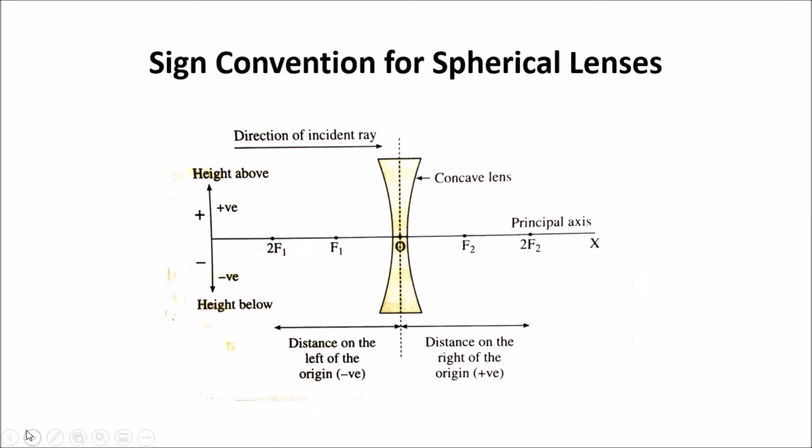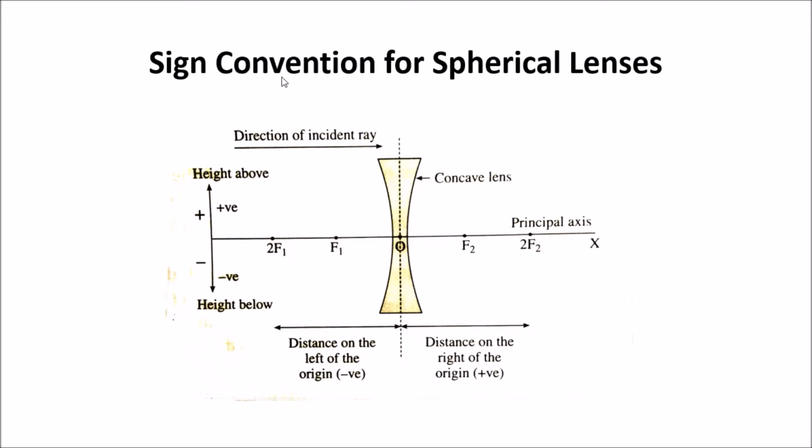Only difference is that in place of mirrors we have lenses here, and in place of pole we have mention of optical center, and in place of center of curvature for mirror we have twice of focal length. And yes, definitely we have focuses on either end of the lens. So let's begin with the sign convention.